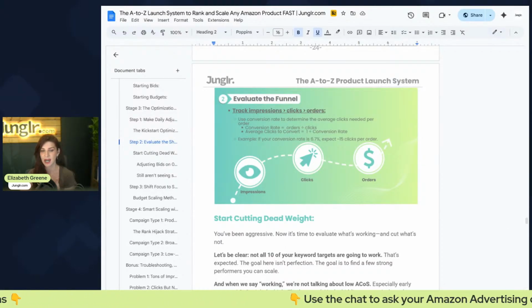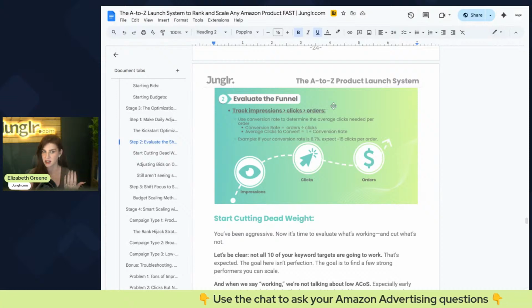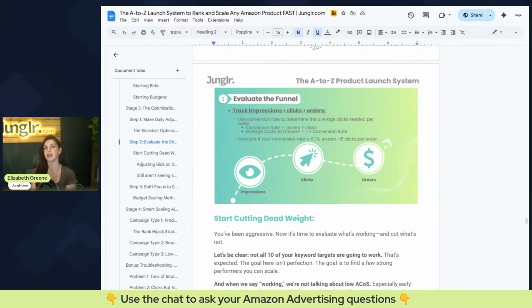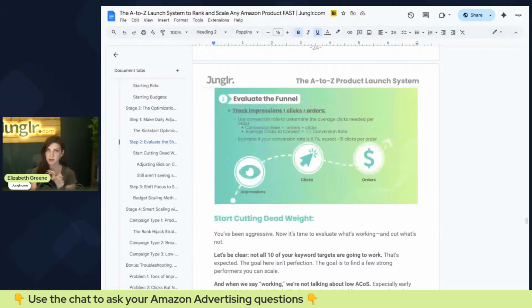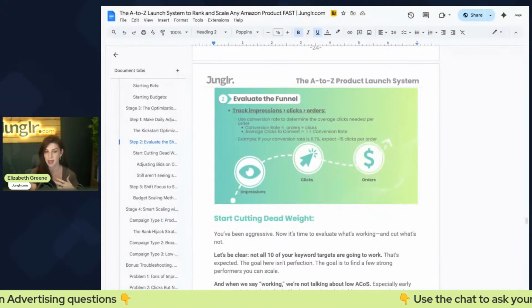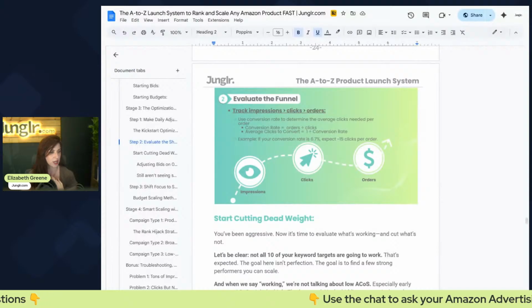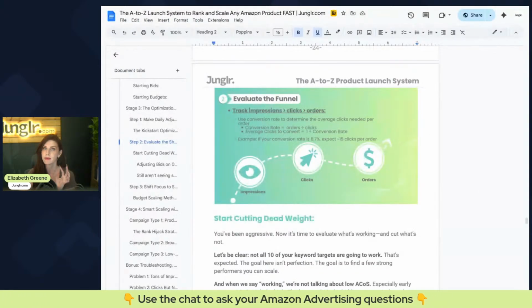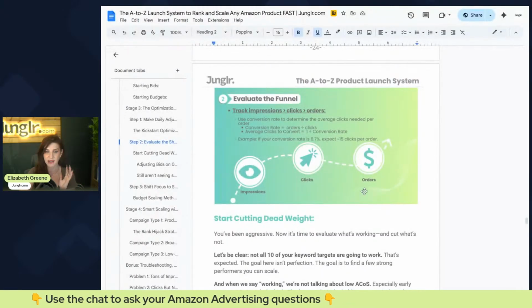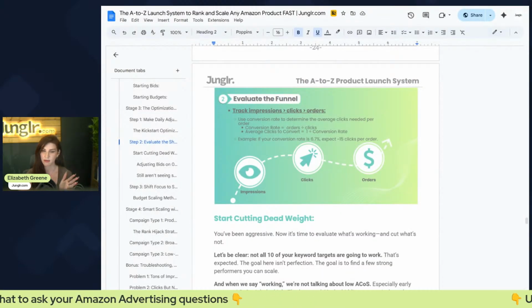Now, ideally, you have something that does convert. So our goal in the beginning is to determine where these products convert and where I can drive enough volume to push out on ranking. So if things are not converting, one, you want to make sure you have enough clicks to fully evaluate that. How do you determine that?